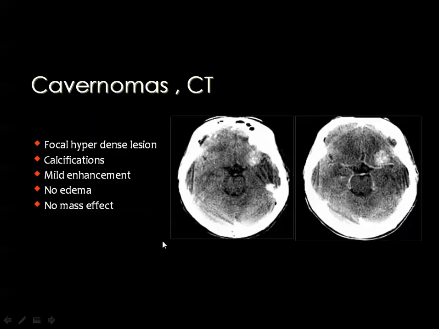Okay, then the cavernoma will appear on the CT scan as a focal hyperdense lesion in the pre-contrast scan. And this is the pre-contrast and this is the post-contrast. And you see a focal hyperdense lesion, and it will show hyperdensities inside, usually due to calcium. And if you inject the contrast, it will show minimal enhancement. And it is not usually surrounded by edema. And if it is in the usual range of size, it does not exert any mass effect.